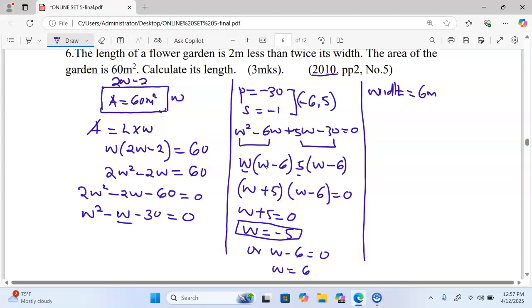But remember, we need the length, and to get the length, we simply substitute, which is going to be twice W, where W is 6, minus 2, and this is going to be 10 meters. Therefore, our width is 6 meters. The length we are looking for is 10 meters, such that the area will give us 60 meters square.